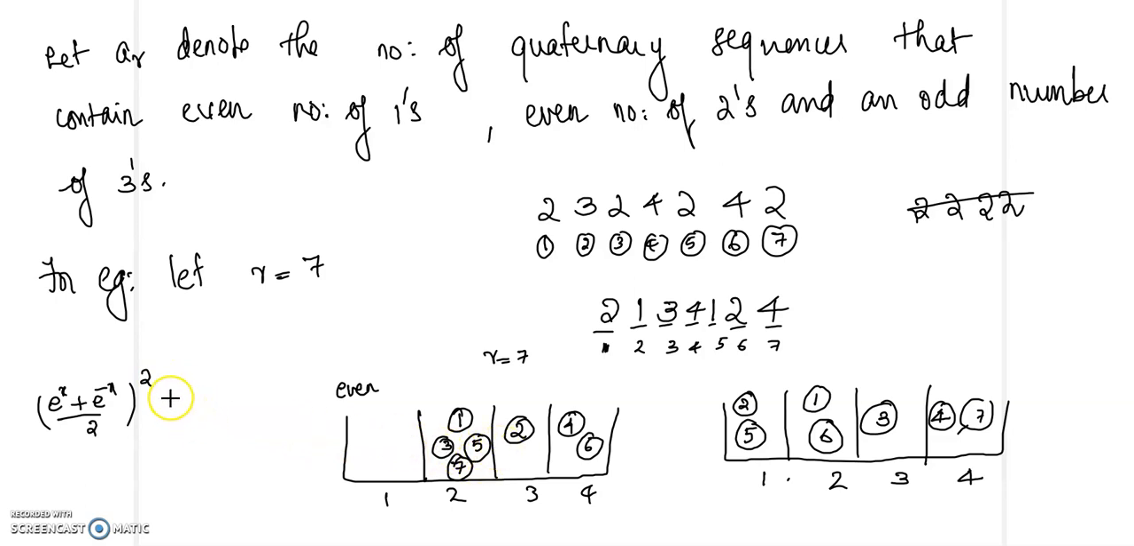And box 3 can hold only odd number of objects. So e raised to x minus e raised to minus x by 2 will come, and box 4 can hold any number of objects. So that will give e raised to x. So this is the corresponding exponential generating function.